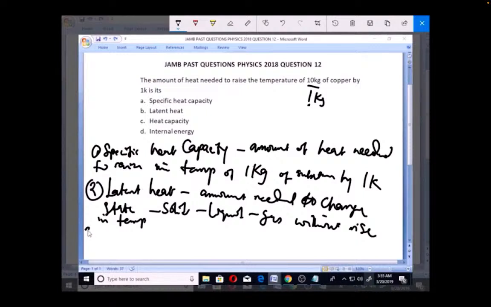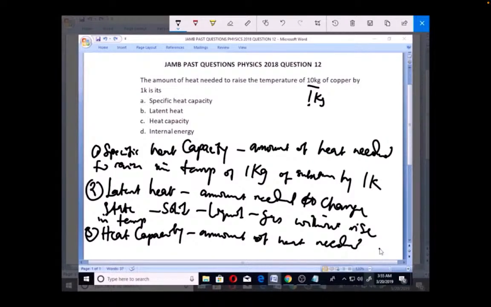Now number 3, we look at heat capacity. What is heat capacity? Heat capacity is the amount of heat needed to raise the temperature of a given mass.